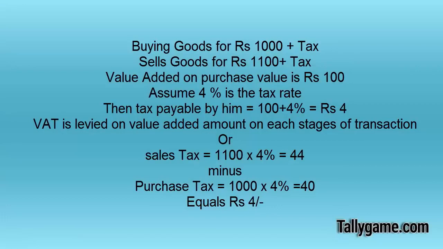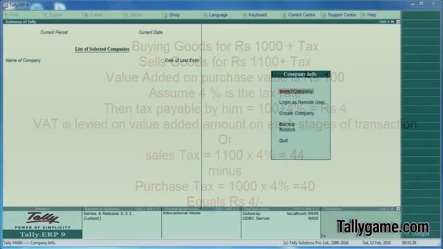With an example, I will explain it. A retailer purchases a product for rupees 1000 plus tax and sells it for rupees 1100 plus tax. Then tax is levied on rupees 100. Rupees 1100 is the sale value and rupees 1000 is the purchase value. As the retailer added rupees 100 for his profit, tax is levied on rupees 100, which is the value added amount. Suppose the tax rate is 4 percent, then he has to pay rupees 4 to the government. Hope you got a brief idea.